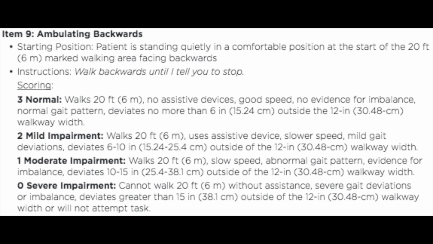A 1 is given if they walk with slow speed, abnormal gait pattern, evidence for imbalance, deviates 10 to 15 inches outside the walkway width. A 0 is given if the patient cannot walk the 20 feet without assistance, has severe gait deviations or imbalance, or deviates greater than 15 inches outside the walkway width, or they will not attempt the task.